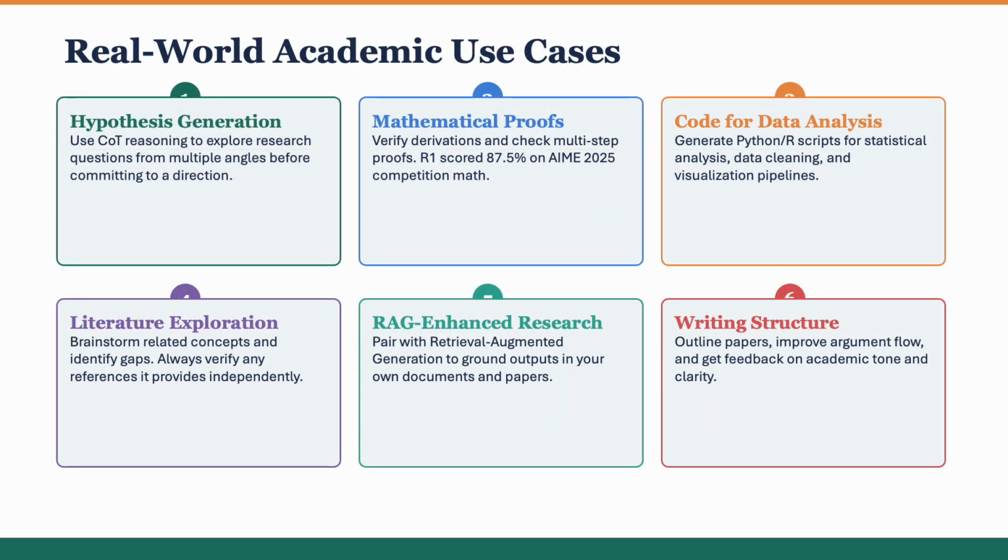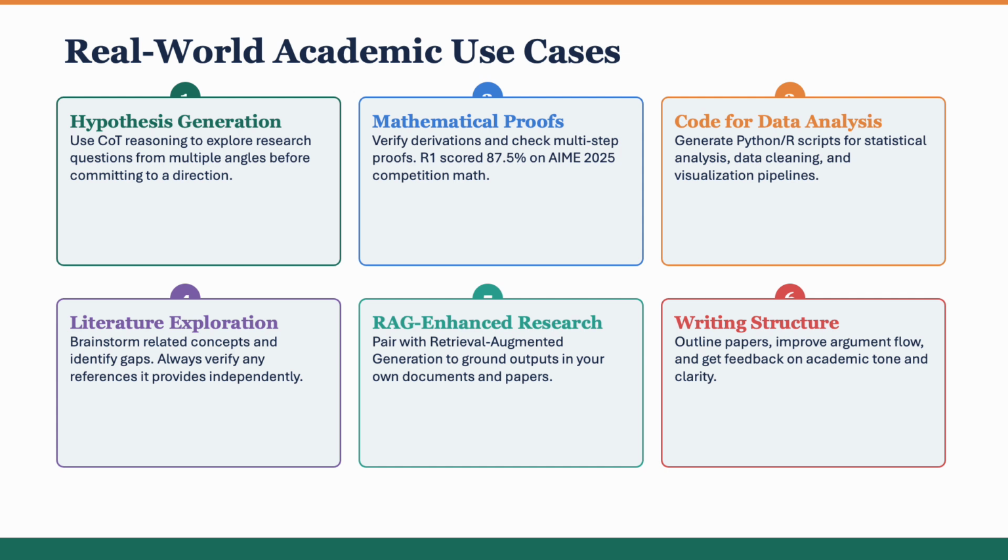Let me walk you through 6 practical use cases where DeepSeek R1 really shines for researchers. These are based on the model's demonstrated strengths as documented in the DeepSeek R1 paper on arXiv, paper number 2501.12948, and real-world testing. First, literature synthesis. You can feed it multiple papers and ask it to identify common themes, contradictions, and gaps. Its chain-of-thought reasoning makes it particularly effective at connecting ideas across sources.